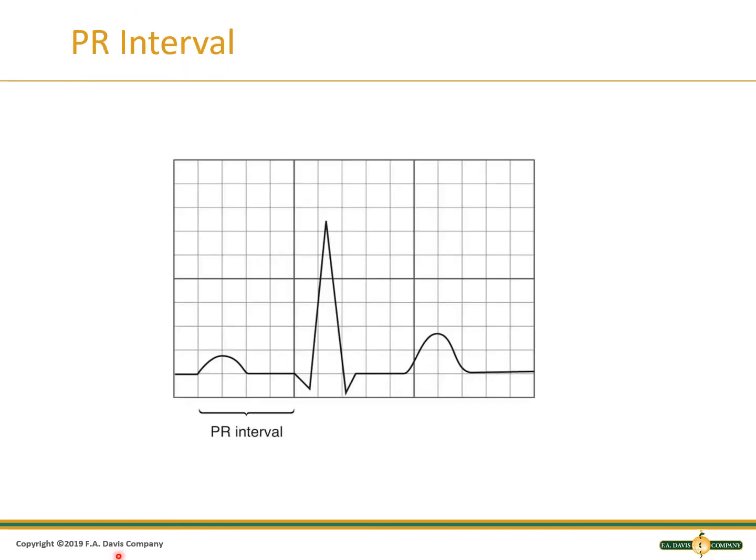For example, in this figure, the PR interval is spread over 4 small squares, 1, 2, 3, and 4, from the beginning of the P wave to the beginning of the QRS complex. Each small square equals 0.04 seconds. Thus, PRI is 4 times 0.04 seconds equals 0.16 seconds, which falls under the normal range.